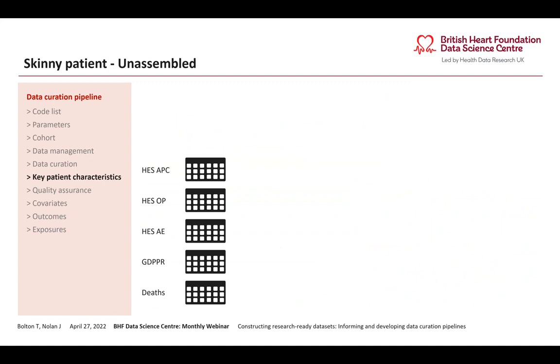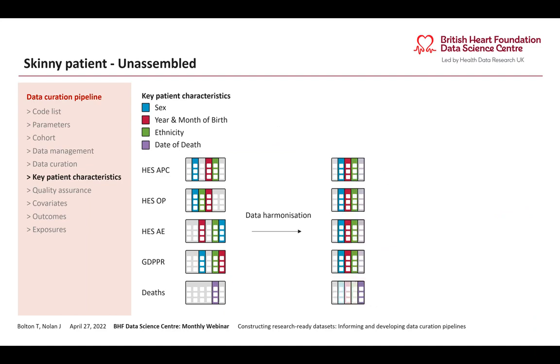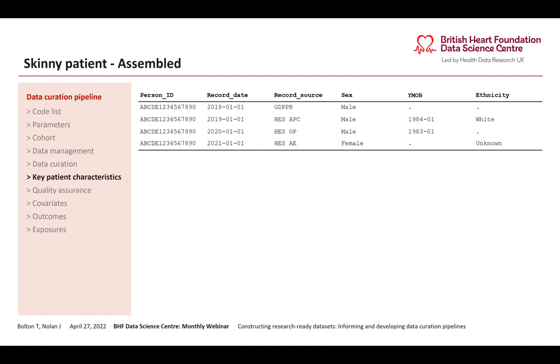So here we're taking the HES, admitted patient care, the outpatients, accident and emergency, GDPPR and deaths tables. We identify the columns of interest for each table and harmonize the data to standardize variable names and formats so that we can concatenate, union or append these data sets together to form a long table. So for CCU 002, this included more than 10 billion records. Secondly, we produced the assembled table.